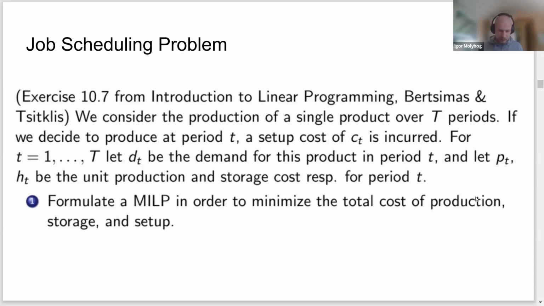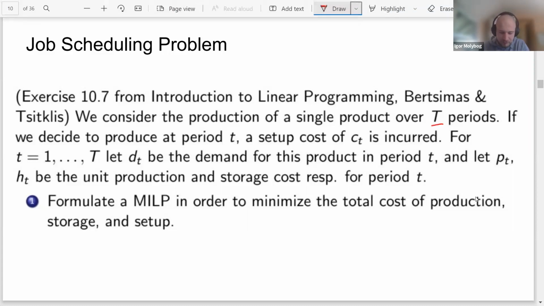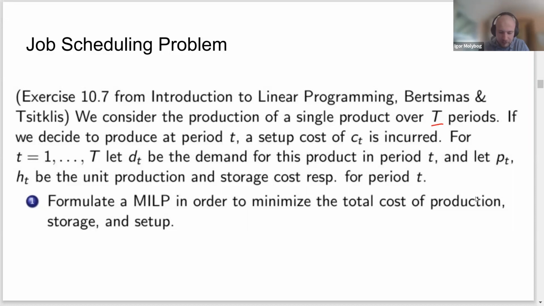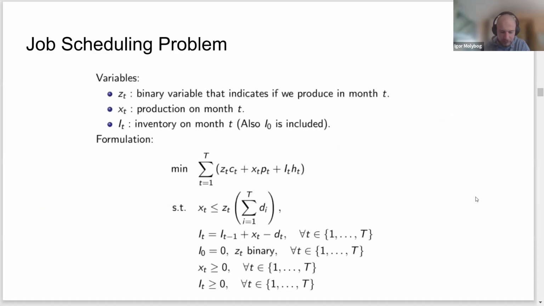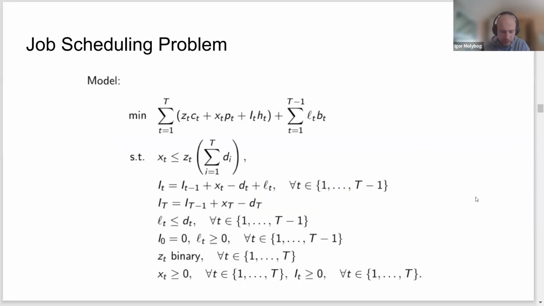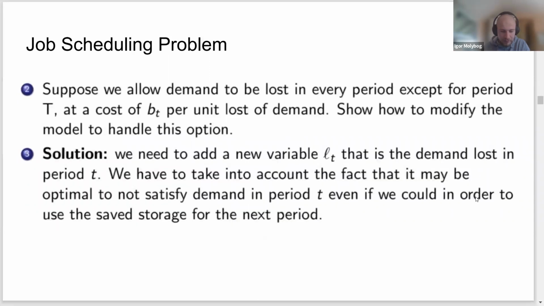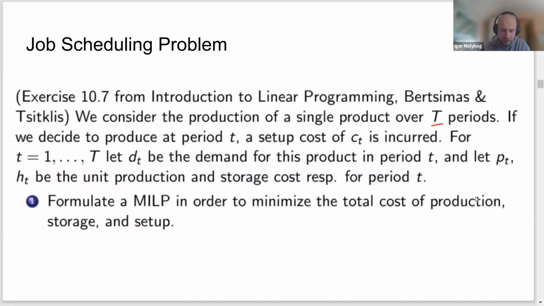So let's start with this job scheduling. We consider the production of a single product over T periods. We actually have done this exact problem in the lecture, so we don't need to do this once again. Okay, let me skip through this. But okay, let me remind you real quick.